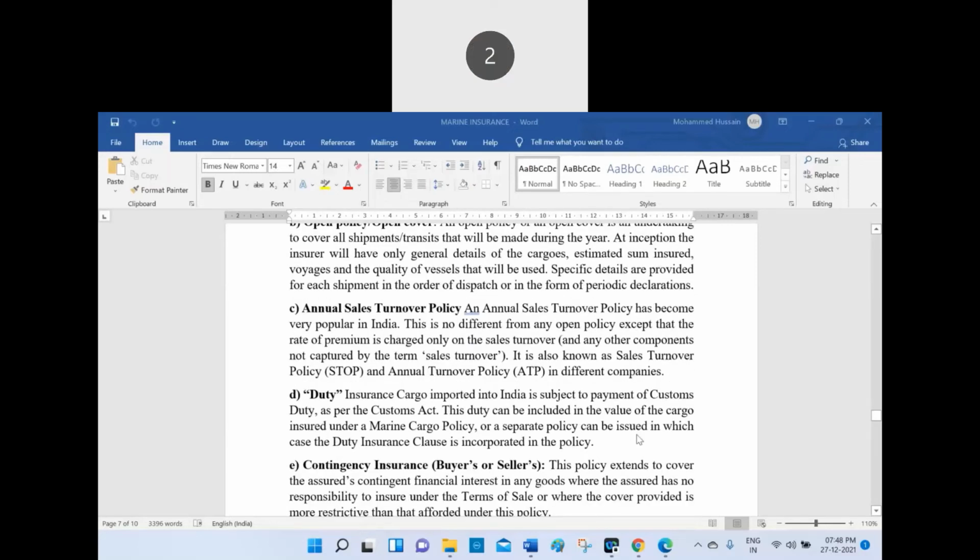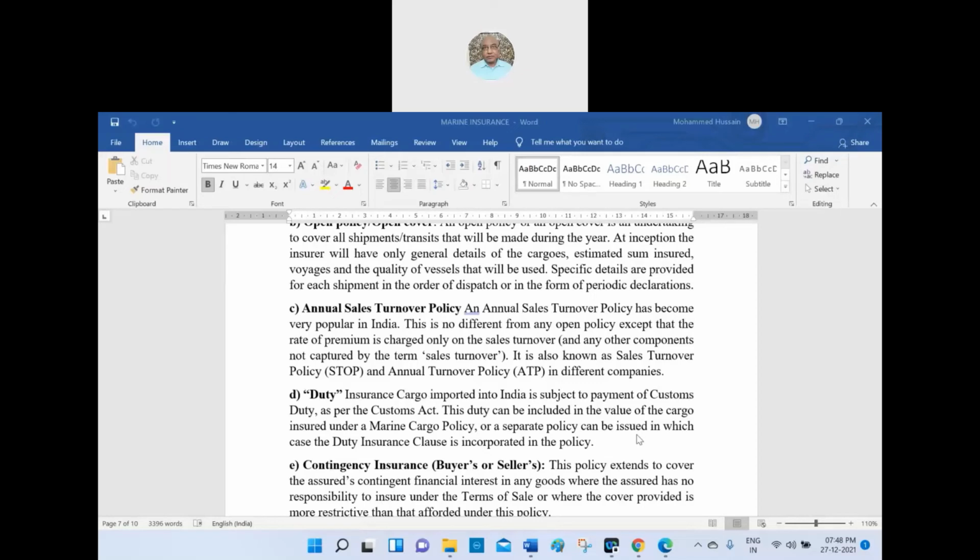Insured cargo imported to India is subject to the payment of customs duty as per the Customs Act. Freight charges are separate, and the insurance premium is separate. But there would also be a government duty, as per the Customs Act. This duty can be included in the value of the cargo insured under the marine cargo policy, but a separate policy can be issued, in which case the duty insurance clause is incorporated in the policy.